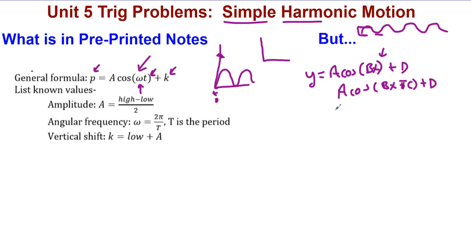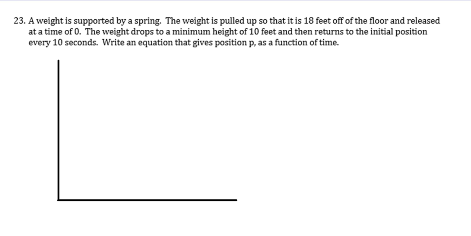Let's go and take a look at our first example. Here we have a weight supported by a spring. It's pulled up 18 feet high. So the first thing I'm going to do is start drawing my picture. Here we are at 18 feet, and we have time 0, so this graph is time and this is height, or position. Position is a better term, because when you solve these, you're looking for position as a function of time. It drops to a minimum height of 10 feet, so it goes down to 10 feet right here.